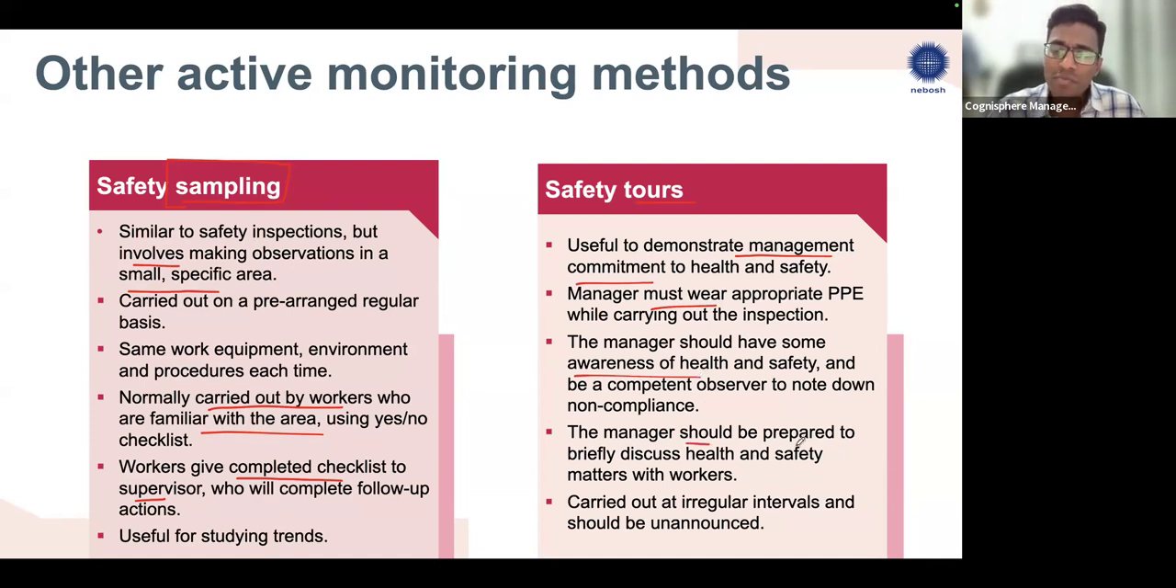The manager should be prepared to briefly discuss health and safety matters, interacting with the workers, taking their inputs and opinions, and discussing good practice and the challenges the workers have in health and safety. It is carried out at irregular intervals and should be unannounced. Again, like an inspection, it can be formal, but it should also be an unannounced inspection from the managers to the warehouse.